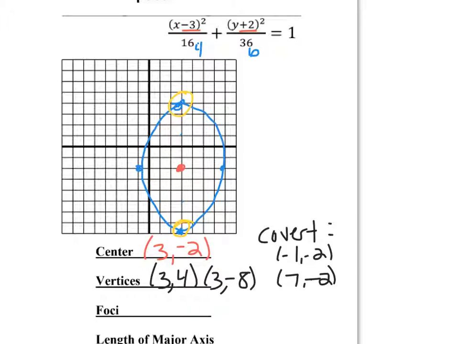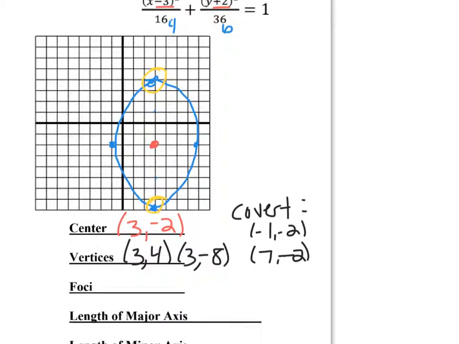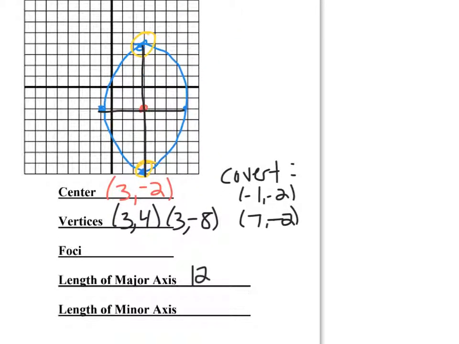All right, I'm going to skip foci for a second. Length of major axis, that's just how long is this vertical axis, which would be 12. Minor axis is how long is that? Count it. It's 8. There we go.